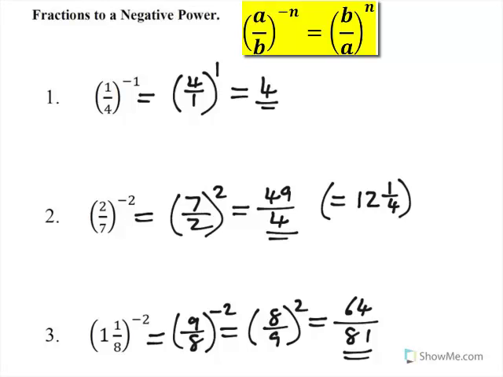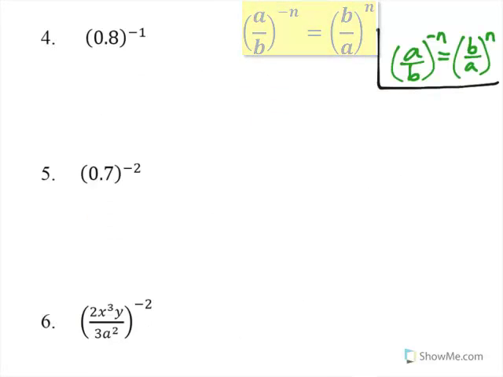Okay, how did you get on with those first three? Well, I hope you did well. The next lot, again, if you'd like to pause, have a go at the questions, and then come back and see how you've done. So, number 4, it's a decimal, so we need to write it as a fraction.